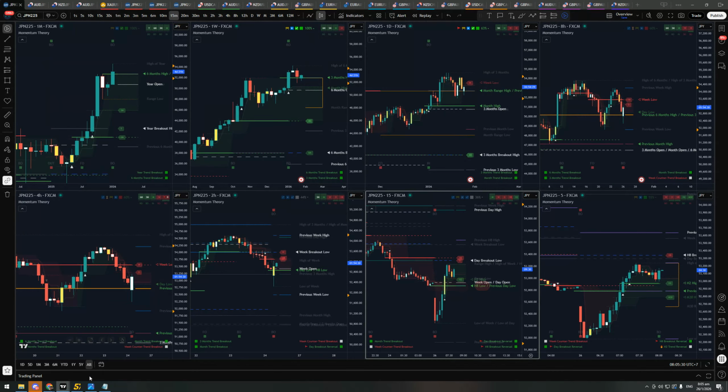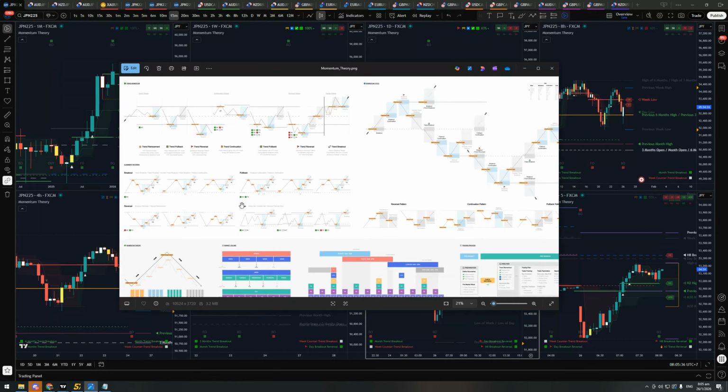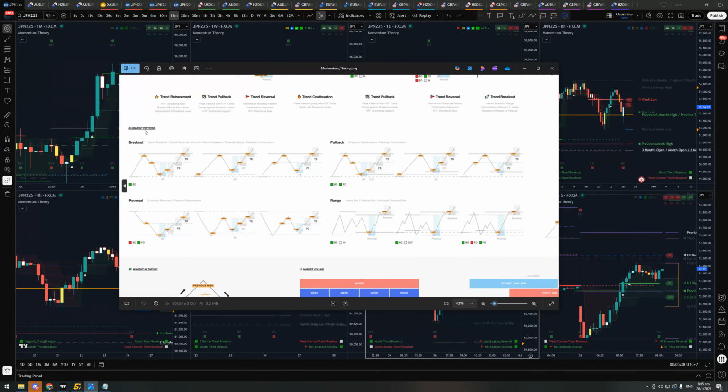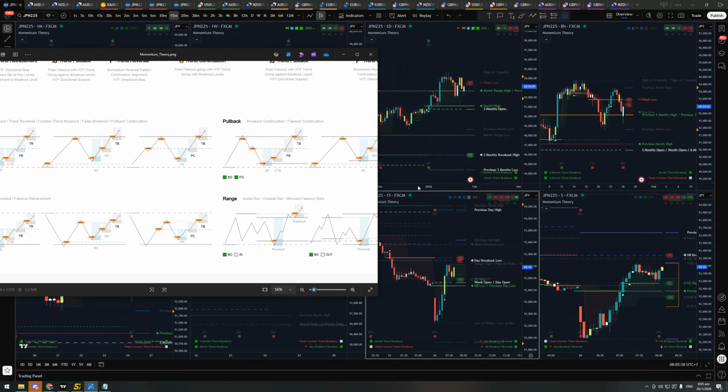And once it does that, I'm looking for my alignment patterns. So I'm looking for reversal alignment patterns. And the alignment patterns are over here. We have alignment patterns, and currently the daily is in breakout reversal. And so I'm looking for one of my reversal alignment patterns. Reversal pattern, continuation pattern, or a pullback pattern. And currently, I can see that we are in a reversal pattern.